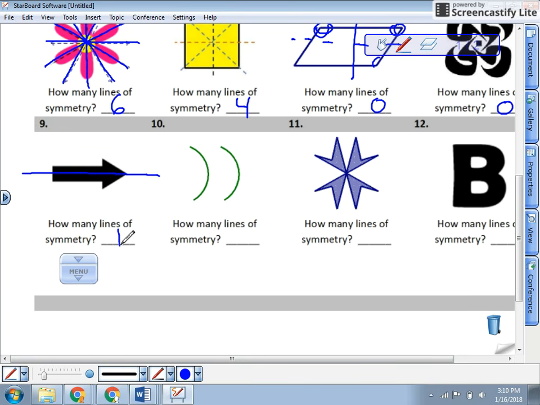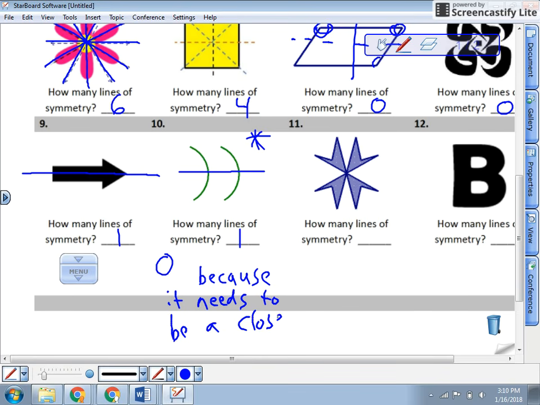Now this one, I'll put a star by it. I think most of you would agree that we could put one here. But technically you could say 0, because it needs to be a closed figure or shape, and that one really isn't. So if you said 0, I wouldn't mark you wrong, or if you said 1, if you drew it in there, that's okay as well.